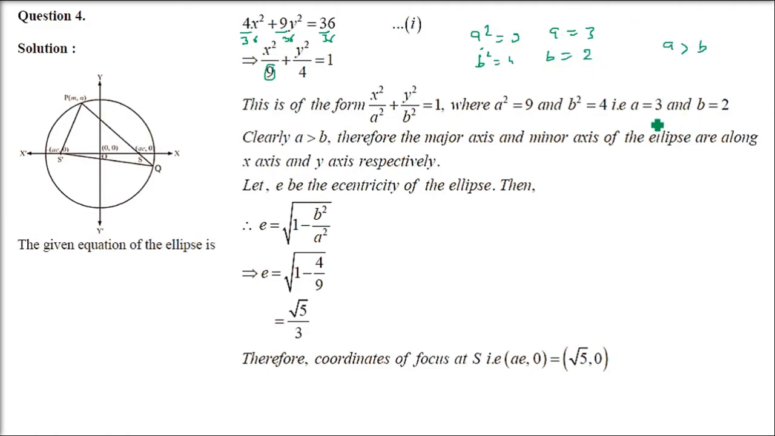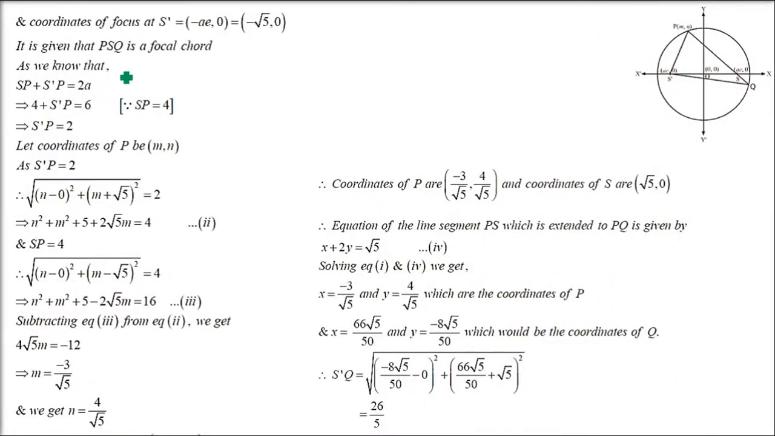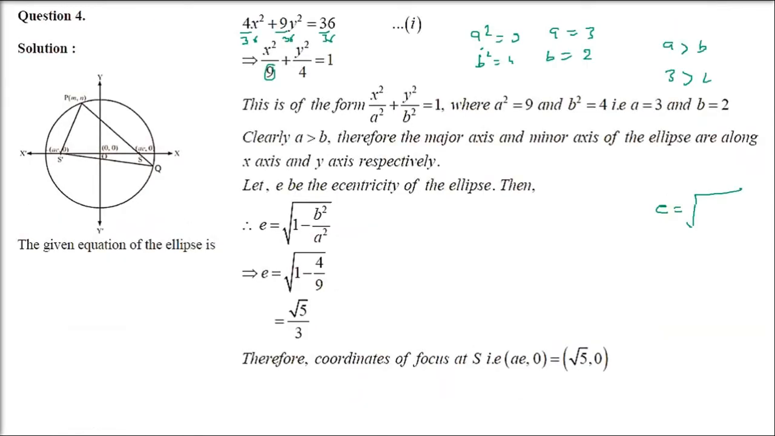So a is greater than b, which means it's a horizontal ellipse. The eccentricity is under root 1 minus b square by a square. Let us go step by step. So e is under root 1 minus b square by a square, which is 1 minus 4 by 9, so it will be root 5 by 3. Now eccentricity we have found out.